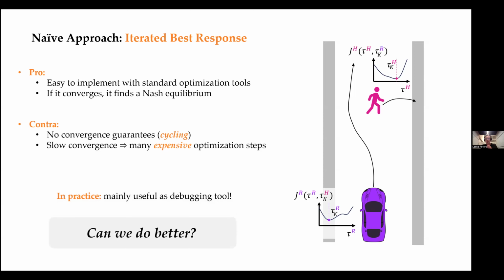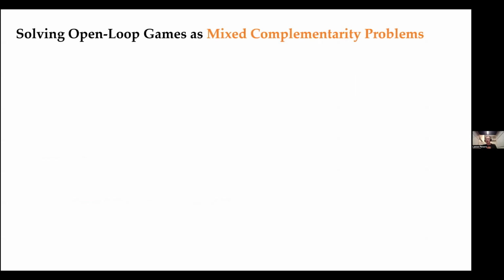Okay. So then the question is, can we do better? In particular, can we design an algorithm so that we get better convergence properties and that we don't have to take these expensive single player optimization steps? The main approach that I would recommend is what's summarized in the next few slides, which is solving open loop games as a mixed complementarity problem, where the key idea is that rather than solving single player optimizations, we will directly search for a trajectory profile for all the players, so one trajectory for each player, that satisfies the coupled KKT conditions of this coupled optimization problem that makes up the game.